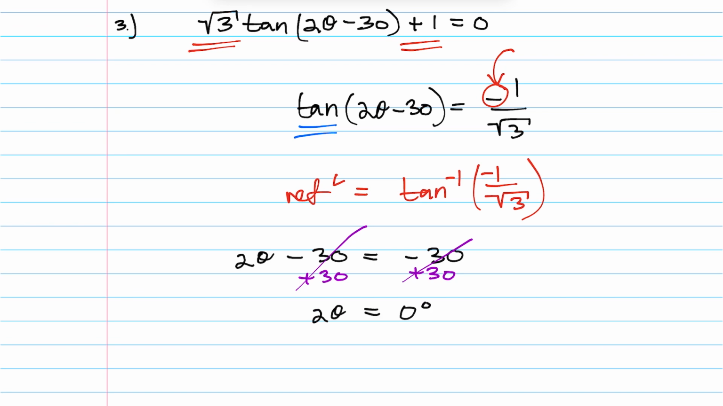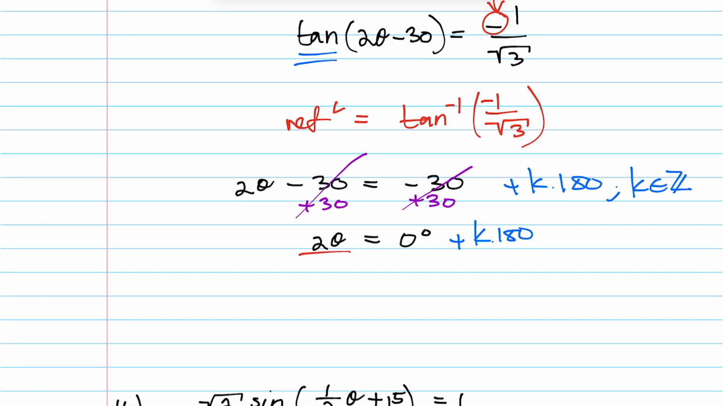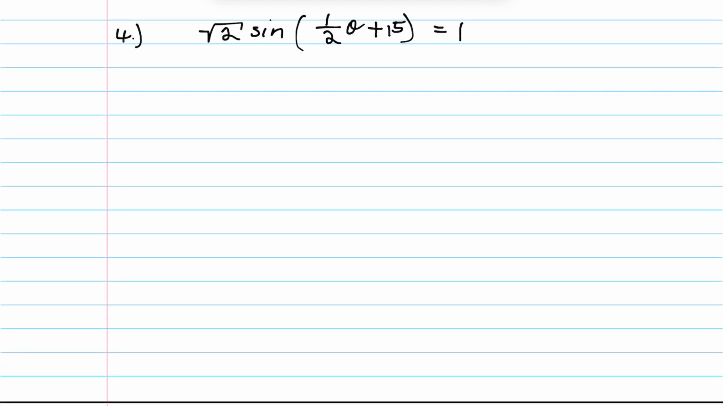And remember, by this point, you would have already started writing plus k times 180 degrees, because the period of a tan function is 180. But now here, when we divide by 2 on both sides, notice that the 180 also gets divided by 2. So our answer is 0 degrees plus k times 90. Okay, which takes us to our next question.